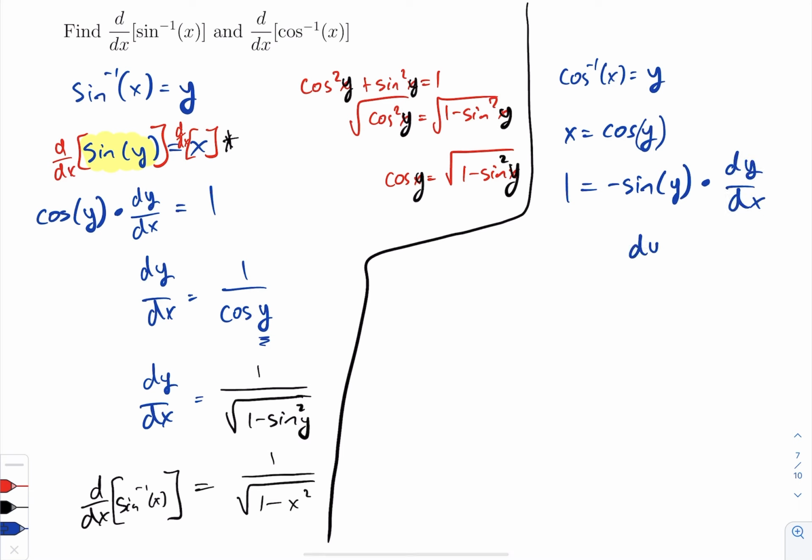Solving for dy dx, I'm left with 1 over the negative sine of y. I'm going to write it with the negative out here. Okay, so we're in the same position as we were before. We want to write this derivative not in terms of y. We don't want this y here. So again, we'll use the Pythagorean identity: cosine squared of y plus sine squared of y is equal to 1. I'm going to solve this for sine.